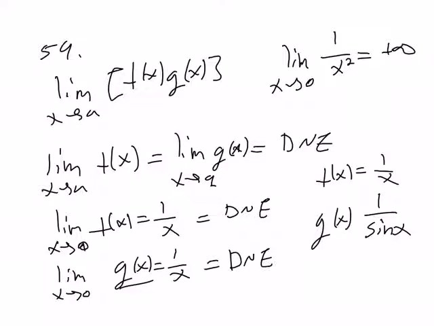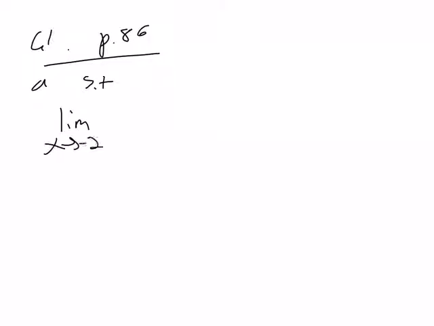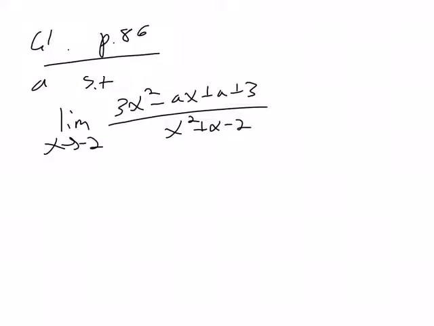The next problem I'm going to do is problem 61. This is again on page 86. So we want, is there a number a such that the limit as x goes to negative 2 of 3x squared plus ax plus a plus 3 over x squared plus x minus 2 exists?